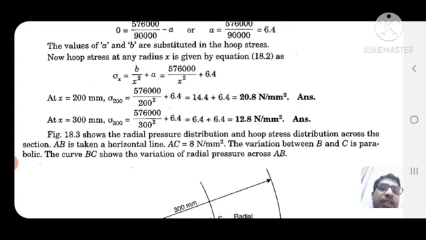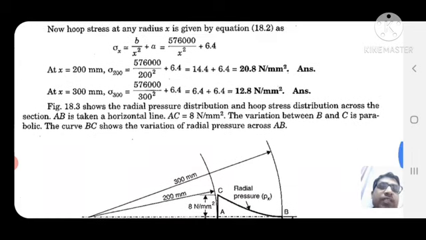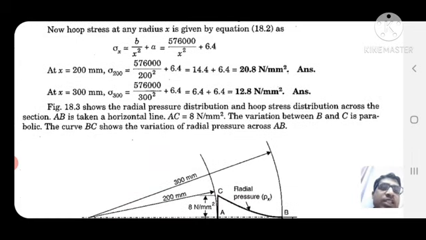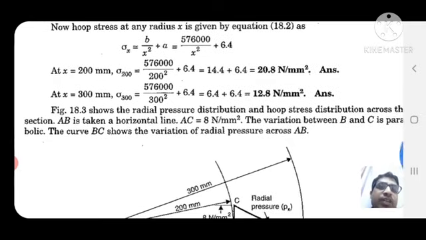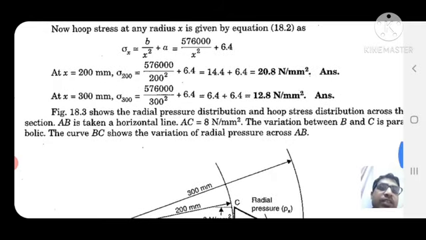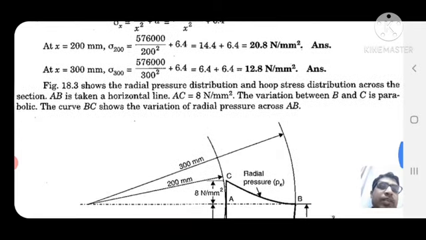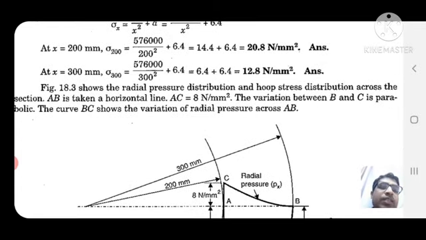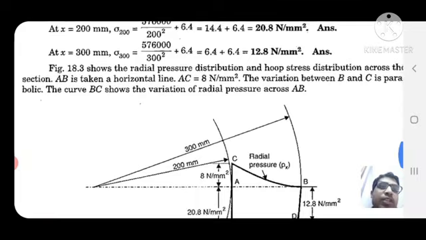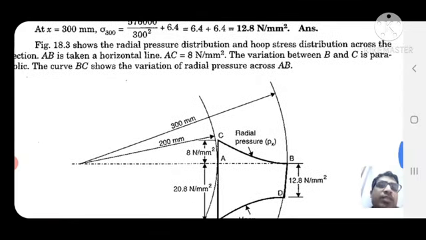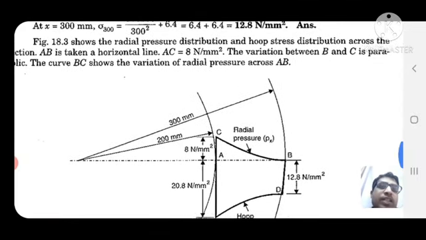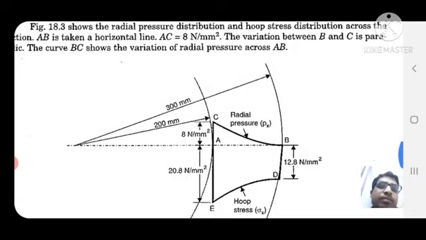Figure 18.3 shows the radial pressure distribution and hoop stress distribution across the section. AB is taken as the horizontal line, and AC is equal to 8 Newton per millimeter square. The variation between B and C is parabolic. The curve BC shows the variation of radial pressure across AB.